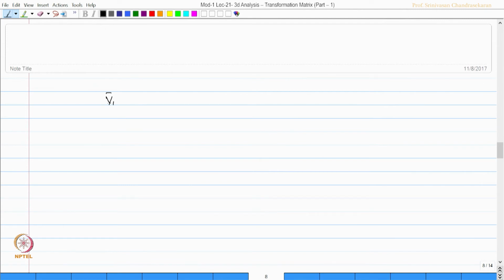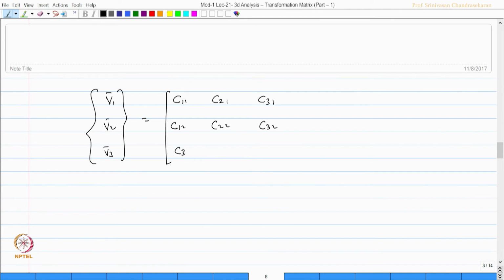So, I can now write V 1 bar, V 2 bar and V 3 bar in a matrix form as C 1 1, C 2 1, C 3 1, C 1 2, C 2 2, C 3 2 and C 3 1, C 3 2, C 1 3, C 2 3 and C 3 3. Okay. Connecting this to V 1, V 2 and V 3. Call equation number 3.